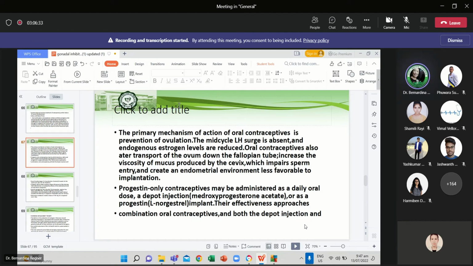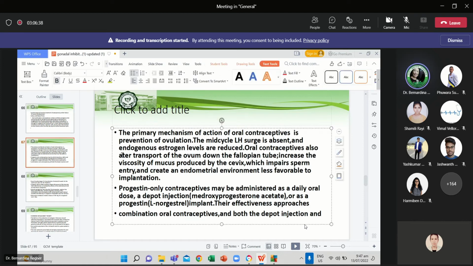I repeat, it will alter the transport of the ovum down the fallopian tubes. Number 2, increase the viscosity of the mucus produced by the cervix, which will impair sperm entry and transport and create an endometrial environment that is less favorable to implantation. So there will be thickening of the endometrial lining that will be less favorable to implantation. And then also viscosity of the mucus in the cervix is increased. That will more or less impair sperm entry.